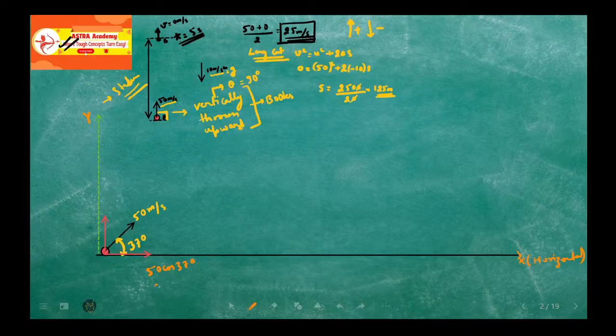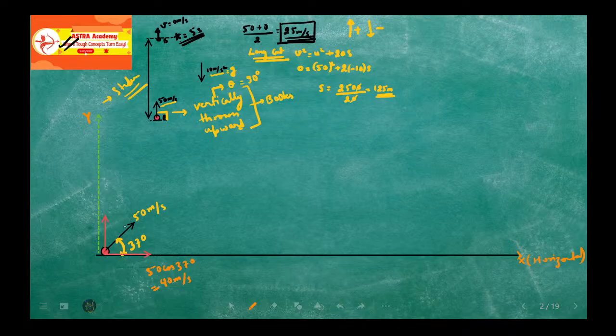So 50 cos 37 will be how much? Tell me. 50 into the value of cos 37, and the value of cos 37 is 4 by 5. So it will become 40 meter per second. Now I am erasing all these things. It is expected that you should understand these things and solve them directly, because then only you are an actual aspirant for the competitive exam. Thank you, Ishan. You are understanding each and everything.